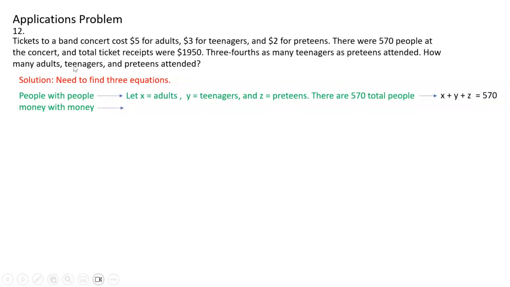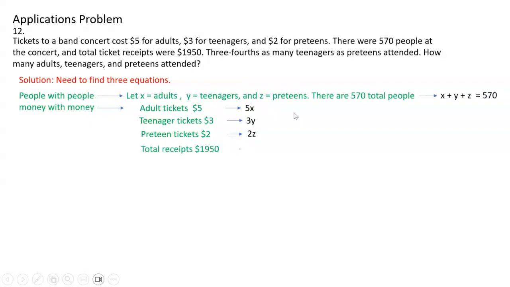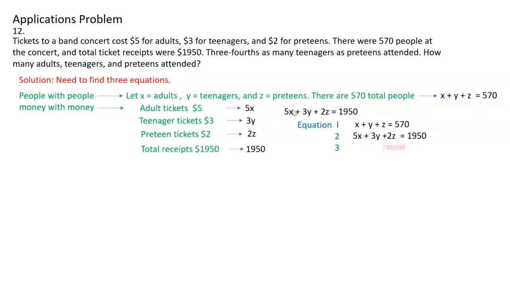Now money with money. $5 for adults, and since x represents adults, it's going to give us 5x. Teenagers are represented by y, so it's going to give us 3y. And preteens are z, and preteens' tickets are $2, so that's going to give us 2z. What was the total income? $1,950. So it's going to be 5x plus 3y plus 2z equals 1,950. So we have two equations now. But guess what? We're missing one.